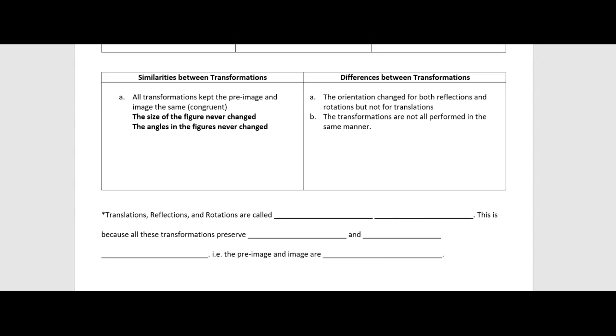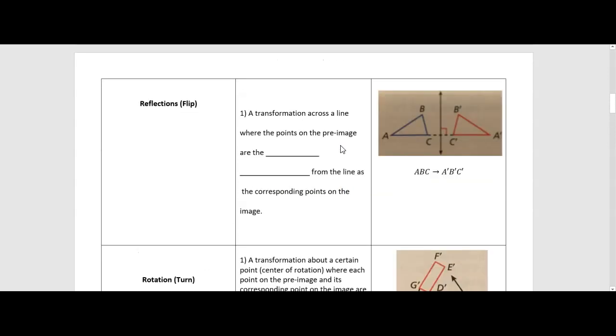Some differences: the orientation changed for both reflections and rotations, but not for translations. And the transformations are not all performed in the same manner. So there are different ways to perform the different transformations. If you're unsure what I mean by orientation, let me scroll back up here for a second.